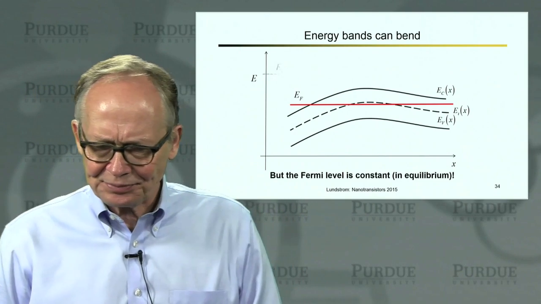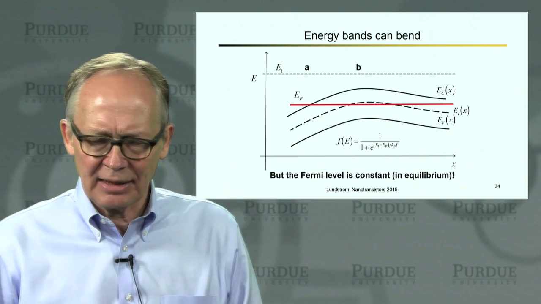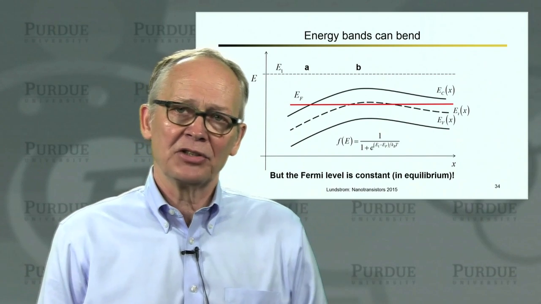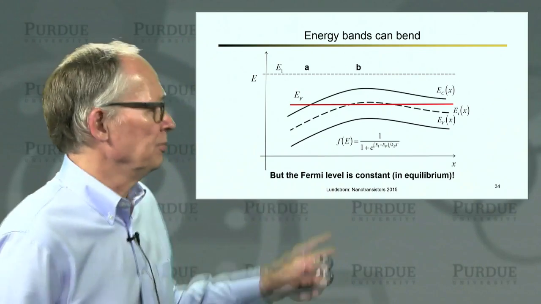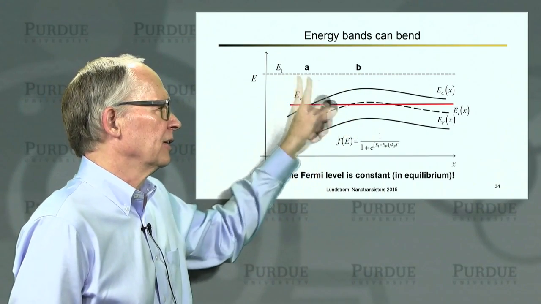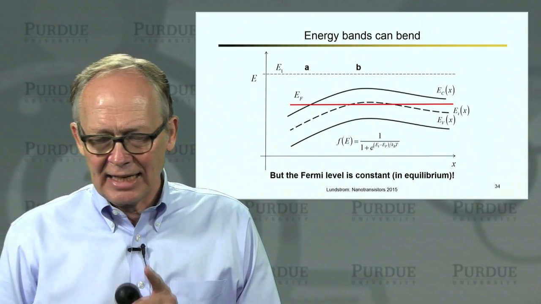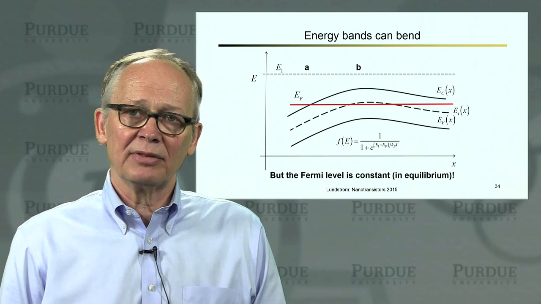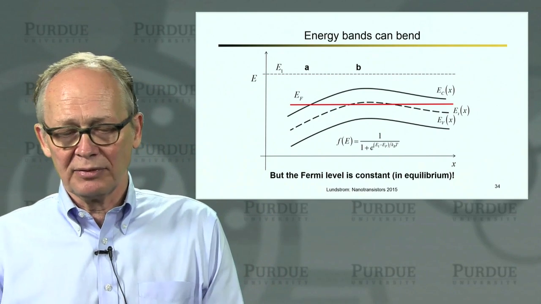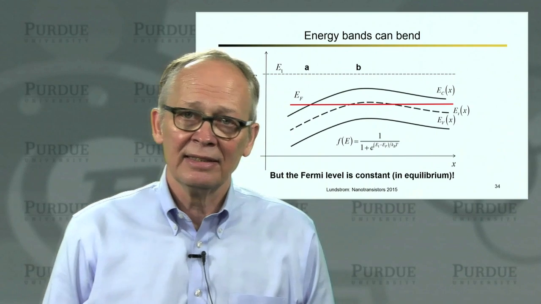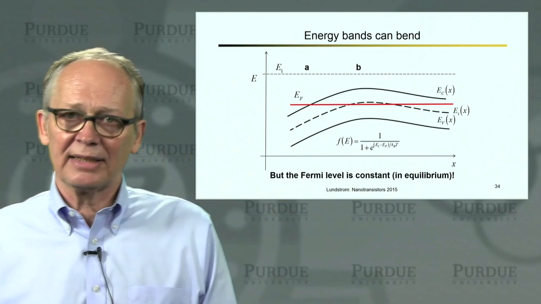You can see that because let's pick a particular energy. If I ask what's the probability that a state at location A is occupied, my Fermi function tells me the probability that it's occupied. What's the probability that a state at location B at the same total energy is also occupied? Well, it's given by the same Fermi function. And in order to make it the same probability, the Fermi level has to be the same everywhere. If it isn't, there would be some probability in equilibrium of electrons moving from A to B or vice versa, and that means I would have current flowing and I wouldn't be in equilibrium. So the Fermi level must be constant in equilibrium.